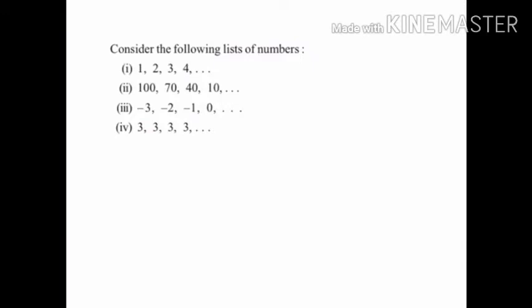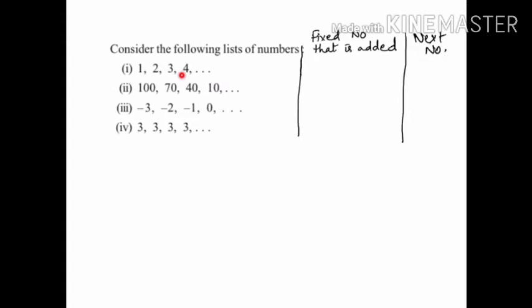Consider the following list of numbers. Observe the pattern in each list. Try to write down the next number of the list by understanding the pattern. Let's write down the fixed number that we are adding to the previous number to obtain the next number. So in the first list, if you observe the pattern, the number that we have added is 1. So the next number will be 5, 6, 7, and so on.